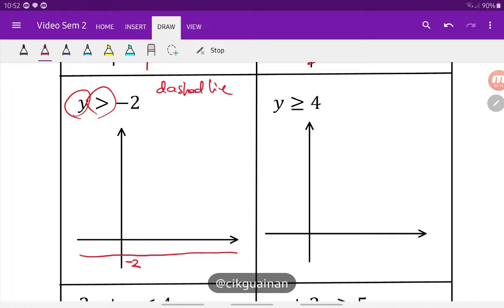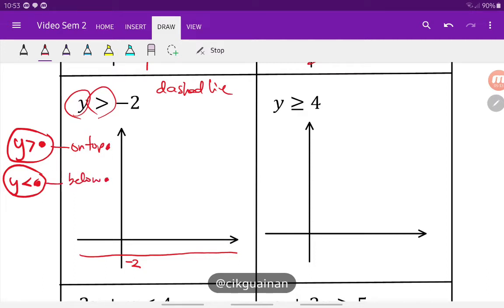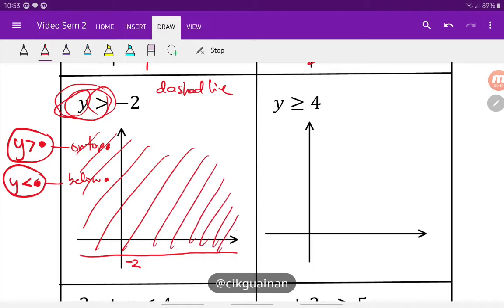So maybe I can list it over here. Y greater than something is on top. Y less than something is below. On top of that and below that. Now we see this one is greater than minus 2. We have minus 2 over there, so the region is somewhere on top of the line over here.